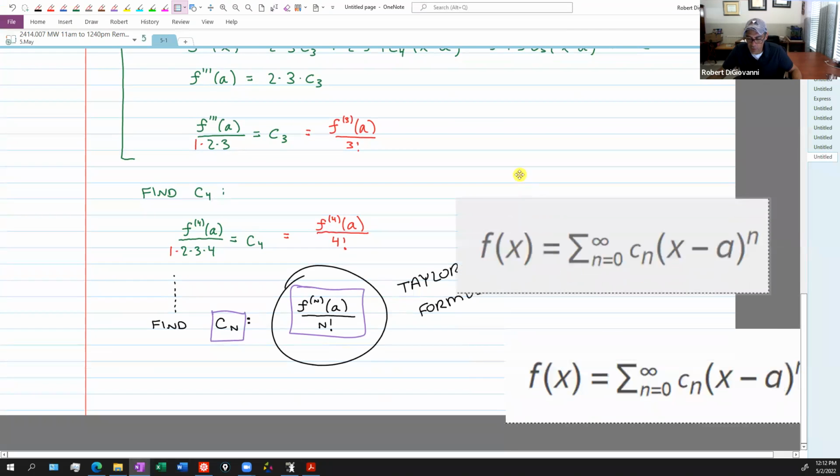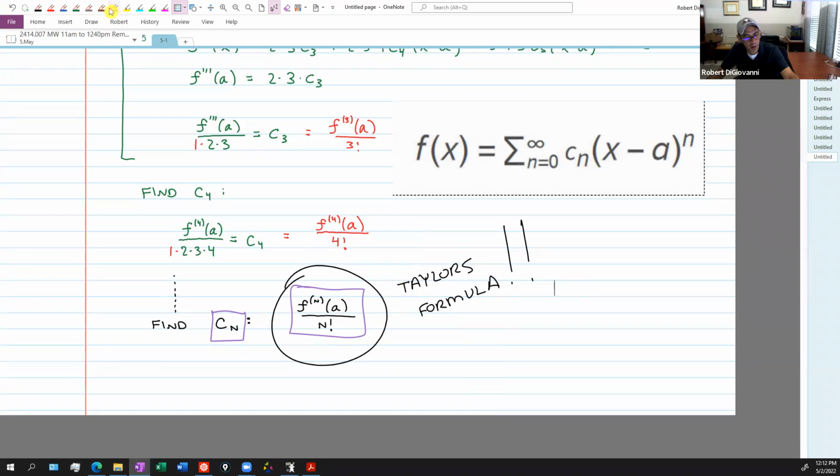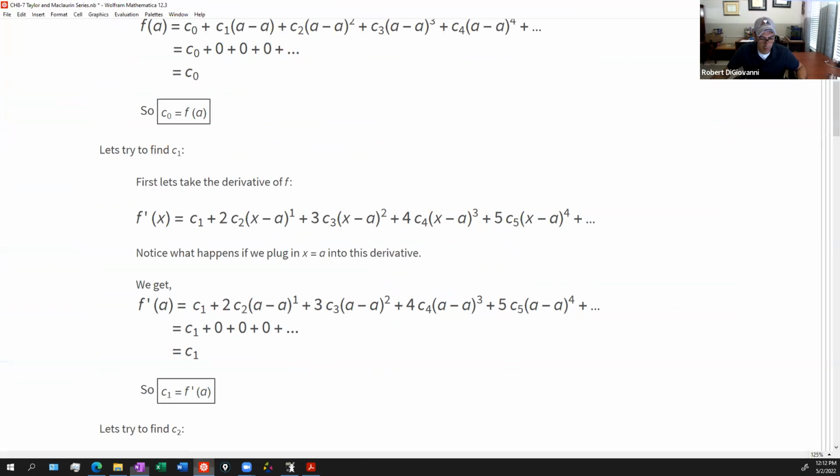We can take this formula and replace this C sub n with that formula. And when you do that, you get what's known as the Taylor series. All right, it's the Taylor series. So this is in my notes.